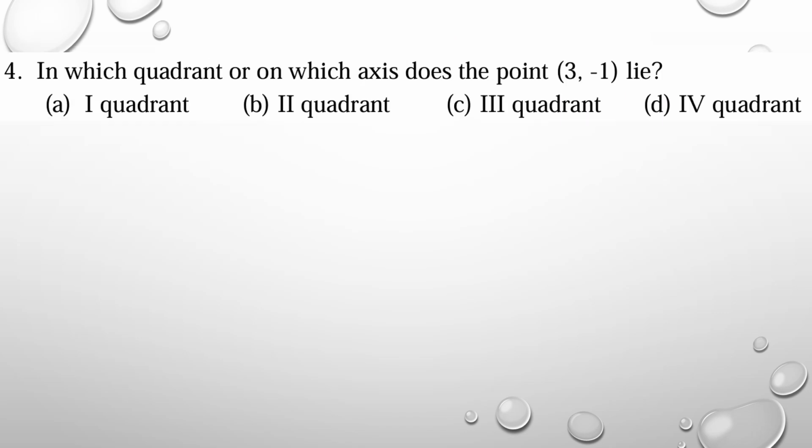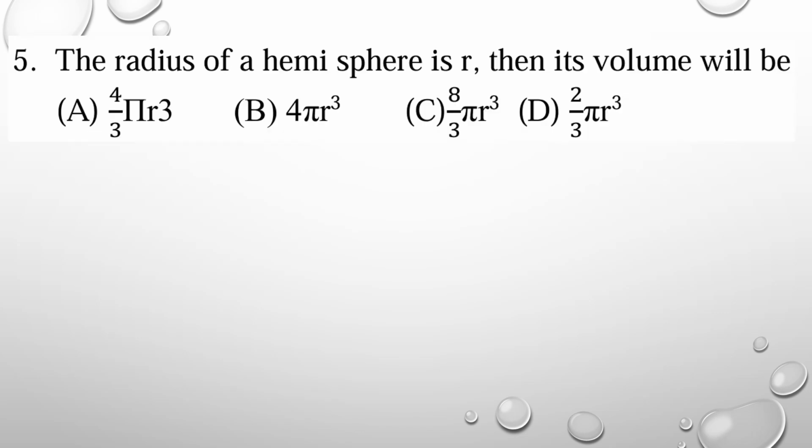Next, in which quadrant or on which axis does the point 3 comma negative 1 lie? So 3 is x, y is negative. So when x is positive, y is negative, it's a fourth quadrant. Next, the radius of a hemisphere is r, then its volume will be, hemisphere का volume होता है 2 by 3 pi r cube. It's a direct question.